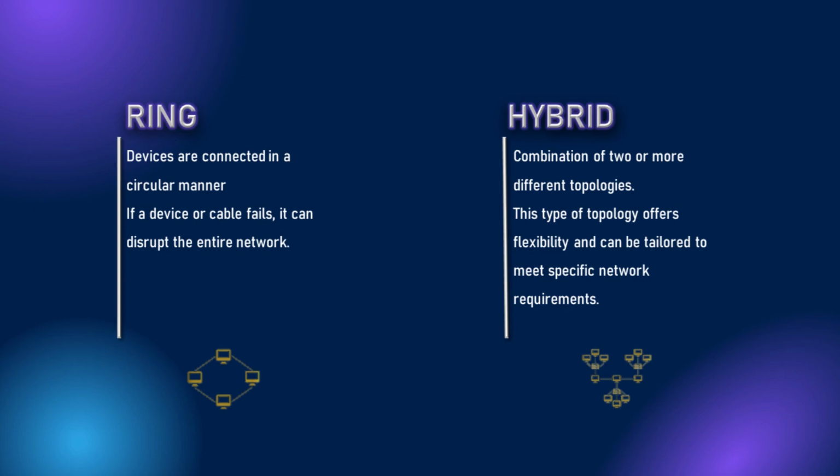Last but not least, we have hybrid topology. Hybrid topology is a combination of two or more different topologies. For example, a network may have a combination of star and bus topology. This type of topology offers flexibility and can be tailored to meet specific network requirements.